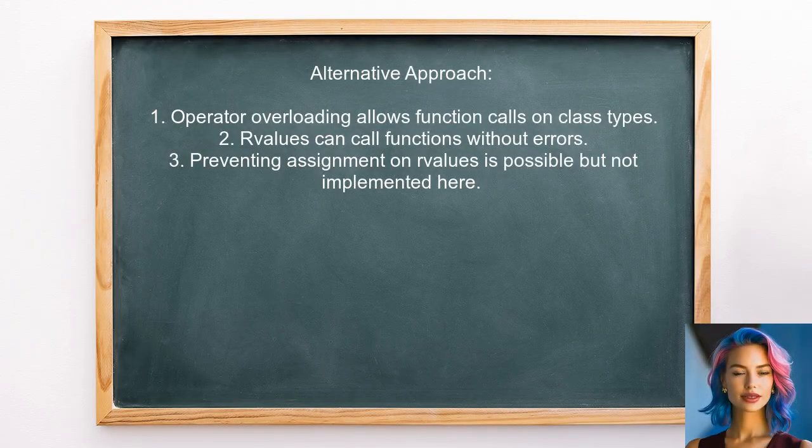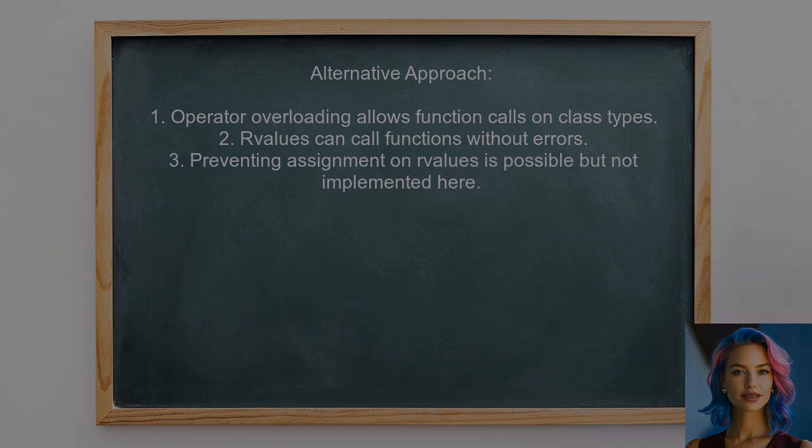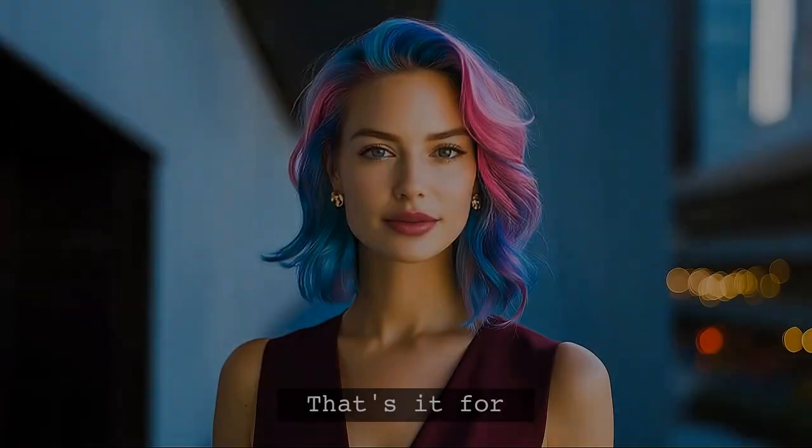This user explains that using operators on class-type objects involves calling a function, which is known as operator overloading. Since it's permissible to call functions on R values, there's no compilation error in this case. They note that while you can prevent the overloaded assignment operator from being called on an R value, the class designer chose not to do that. That's it for that response.